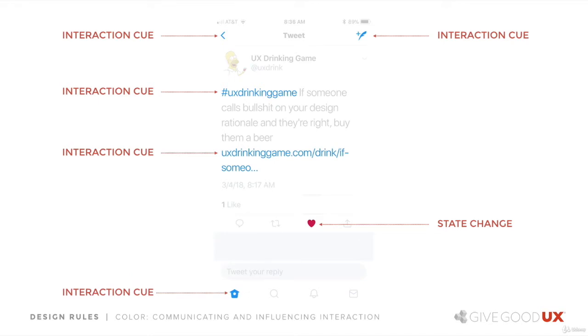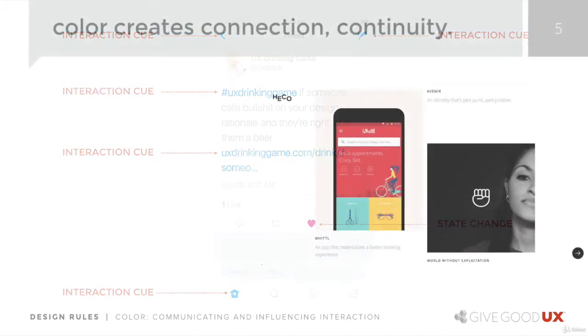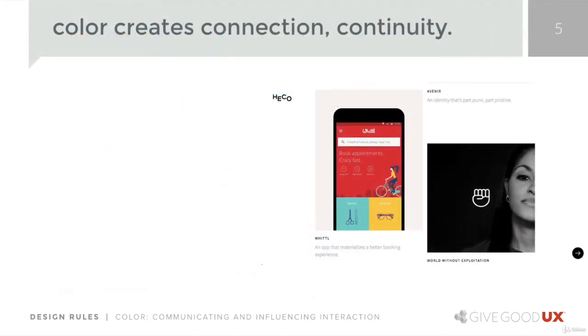And of course, down at the bottom of the navigation area, we have another interaction cue, which is the home symbol that takes us to somewhere else. Color creates connection. It creates continuity. I'm going to show you what I mean by connection and continuity. Hiko, which is this website, it's another design organization, uses color to reinforce the user journey. Okay, here's what I want you to look at.